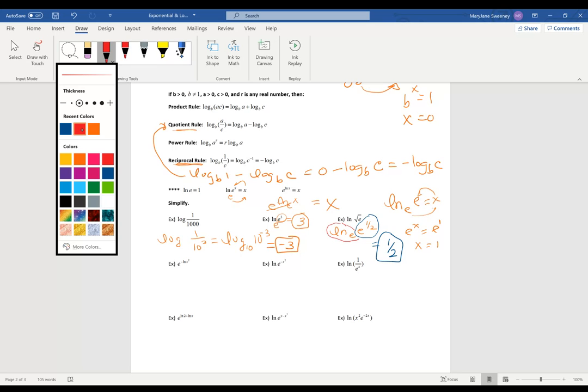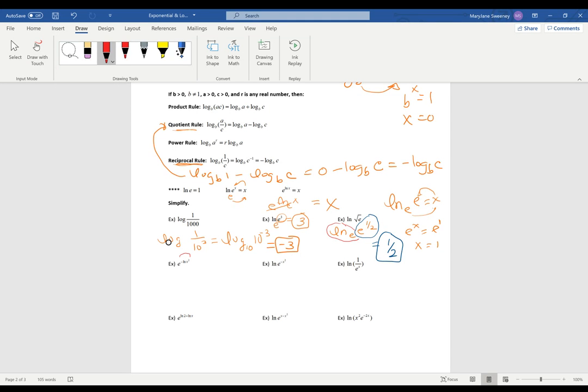Okay, next one. The negative can come back, and this is e to the ln of x to the negative 2. Which then, e and ln base e cancel each other out. You get x to the negative 2, which is 1 over x to the positive 2.